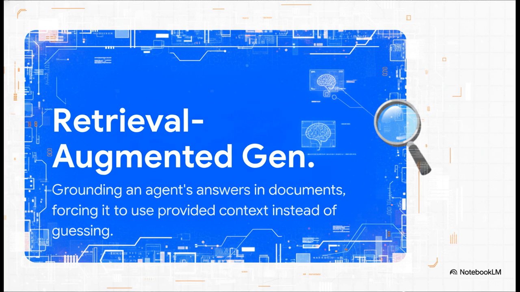Now, the other half of the agent's mind is what we call grounding. And we do this with a technique called retrieval augmented generation, or RAG for short. The best way to think about it is like giving the agent an open book test. We give it a specific set of documents, a knowledge base, and we force it to find answers in there instead of just guessing or making stuff up.